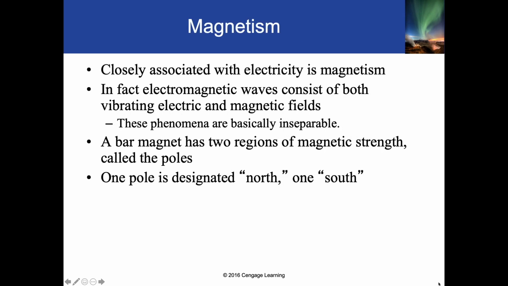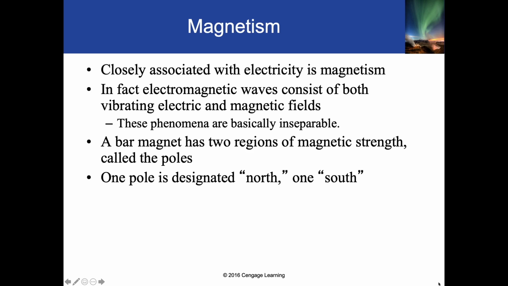All right, so that takes us over to magnetism. Magnetism is closely associated with electricity. In fact, electromagnetic waves consist of both vibrating electric and magnetic fields, and these phenomena are basically inseparable. You can't separate them.